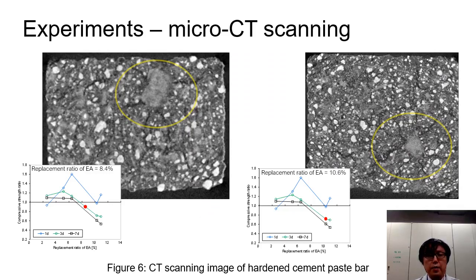Here is a cross-sectional image of CT scanning. The image on the left is a replacement ratio of 8.4% and the right side is 10.6%. In both cases, cracks were generated radially from the particle surface of the expansive additive. In addition, the radial cracks tended to be longer when the replacement ratio was 10.6% than when it was 8.4%. From this result, we think that the expansion of the cement paste caused by the mixing of the expansive additive is caused by the growth of the expansive additive particle itself.